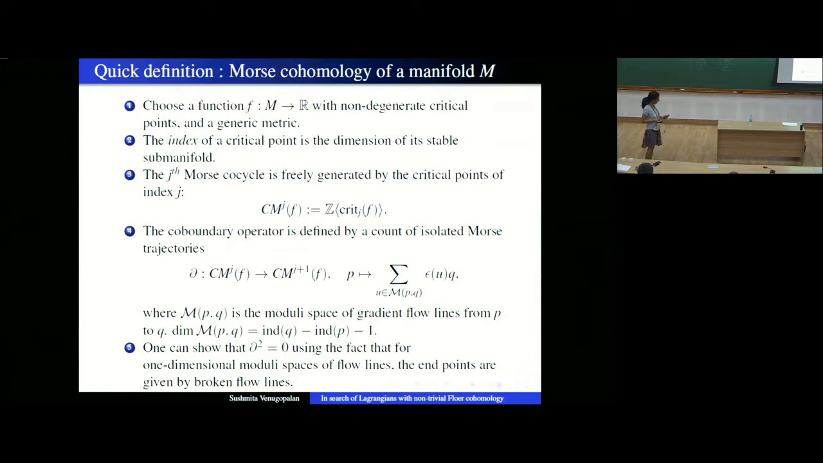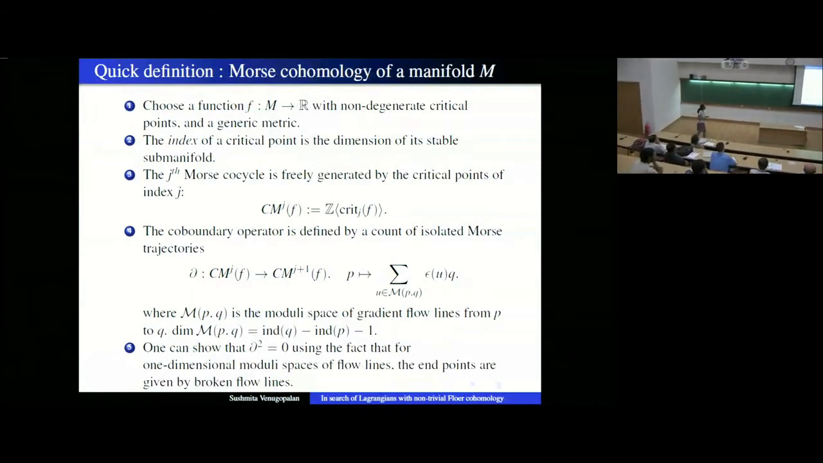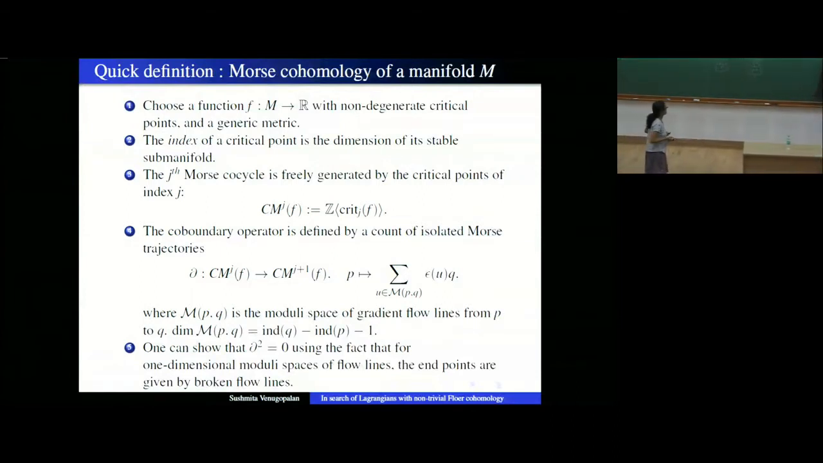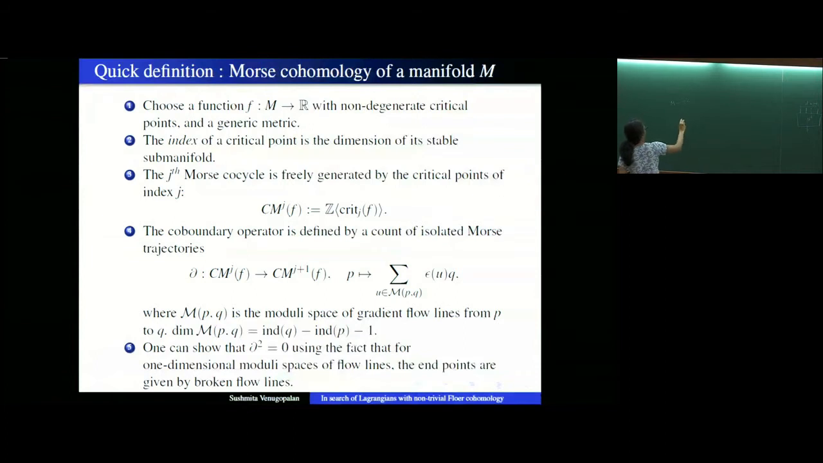In order to define Morse cohomology of a manifold, you choose auxiliary data, which is a smooth function with non-degenerate critical points and a generic metric. The index of a critical point is the dimension of its stable submanifold. Let me straight away put down an example here. Let me take M to be S2, and let me draw S2 in a funny way. This is my S2, and F is the height function.